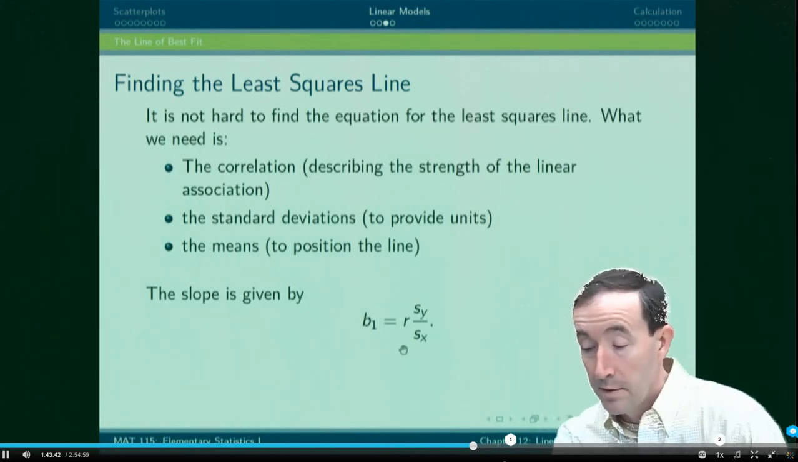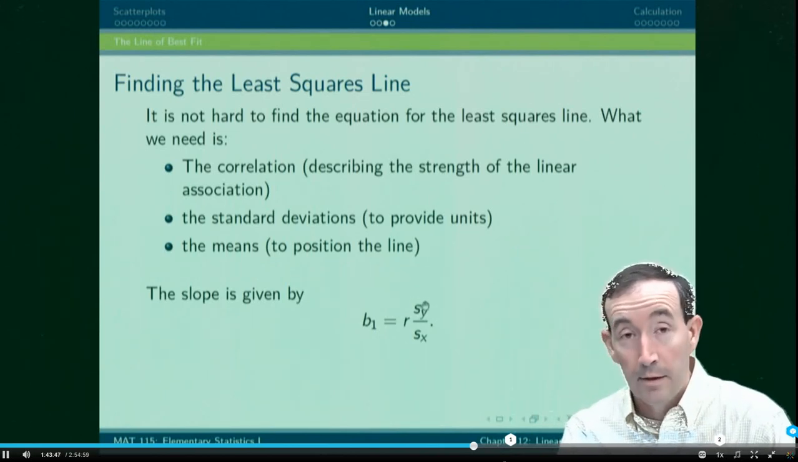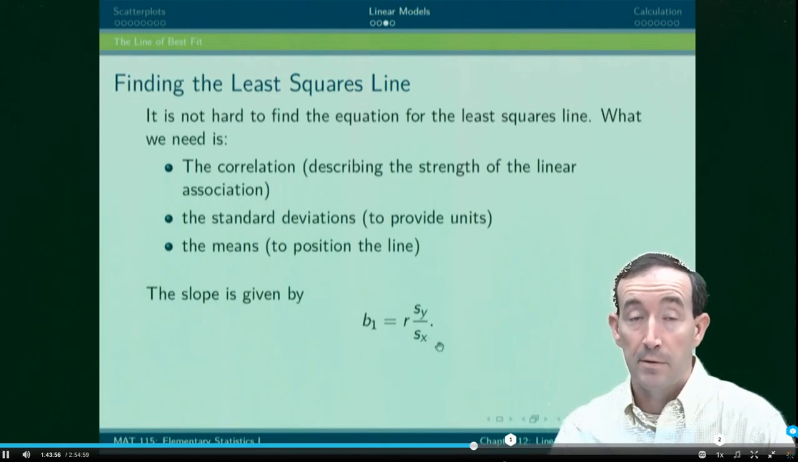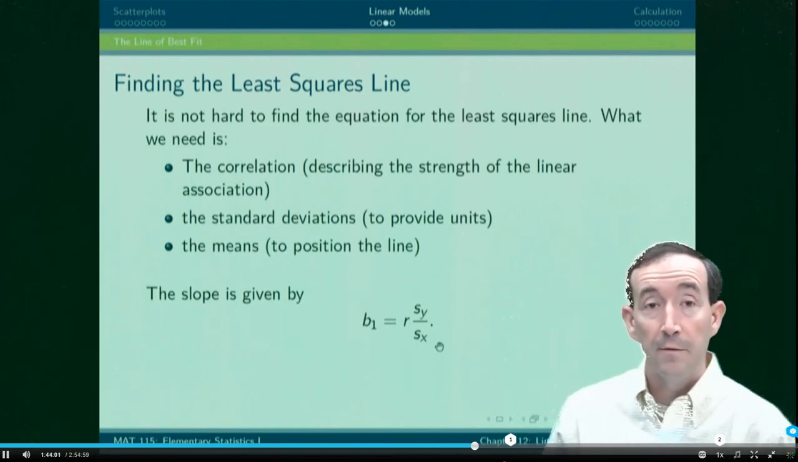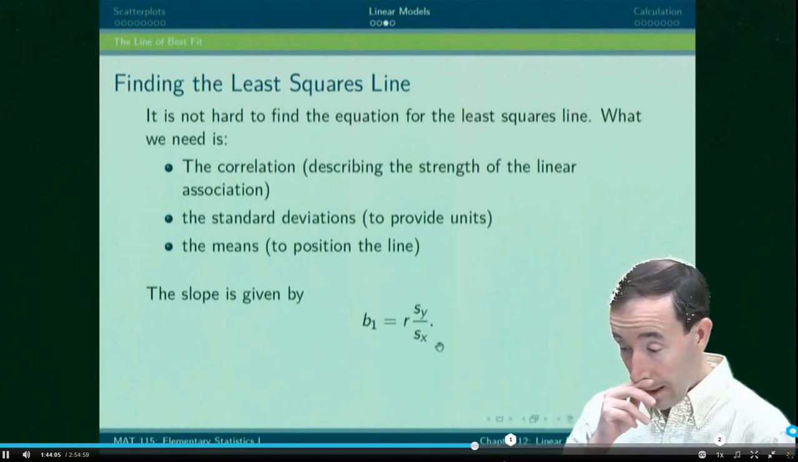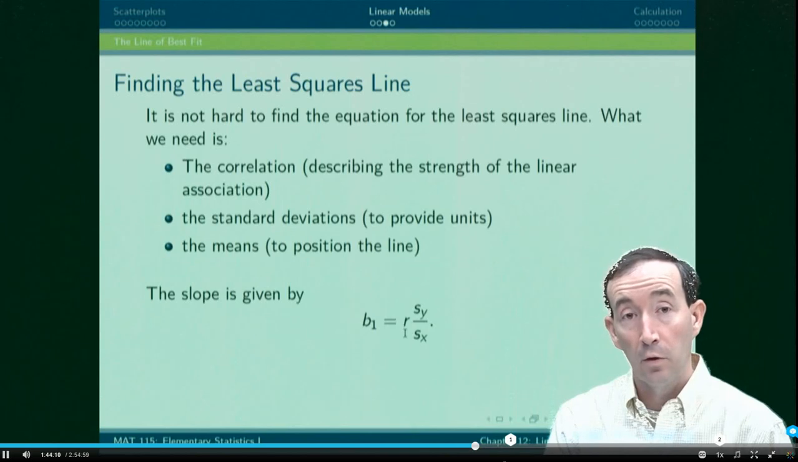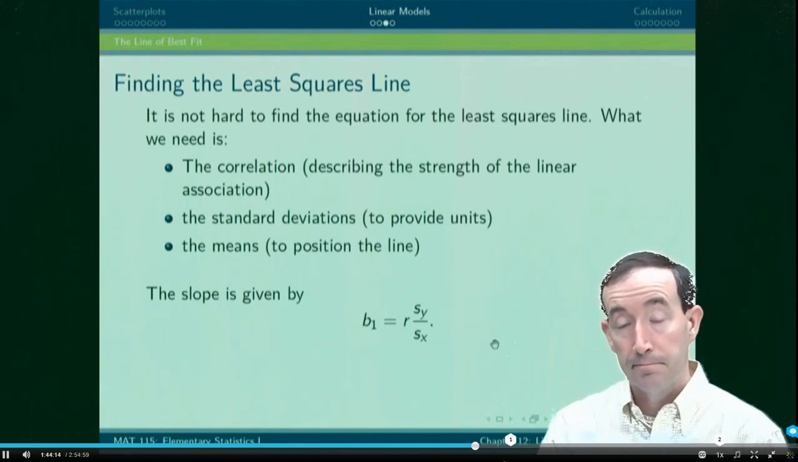Okay. And notice that the units for this slope will be units of y per unit of x. This is unitless. This has units of y because it's the standard deviation of y, and this has units of x because it's the standard deviation of x. So that will give me the correct units, and it will actually give me the correct slope for the best fit line as well. And as you might expect, if I have a higher value of r or a lower value of r, I'll get a higher slope or a lower slope here, respectively.